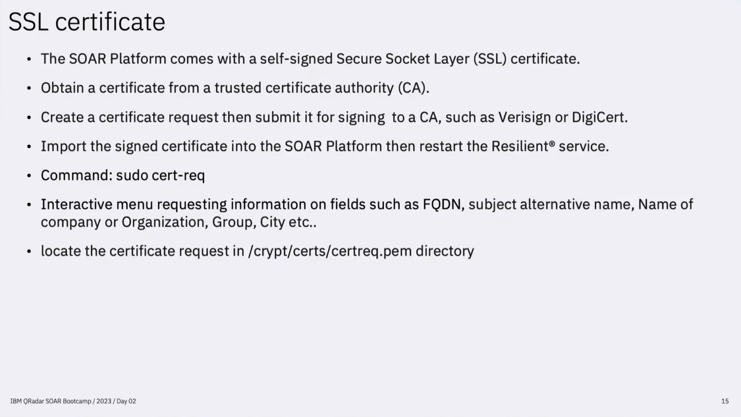There is an interactive menu that comes up on the screen, which will request some additional information on fields such as FQDN, subject alternative name, name of your organization, group, city, etc. Upon successful completion of this command, the certificate certrec.pm gets created under the directory /script/certs.